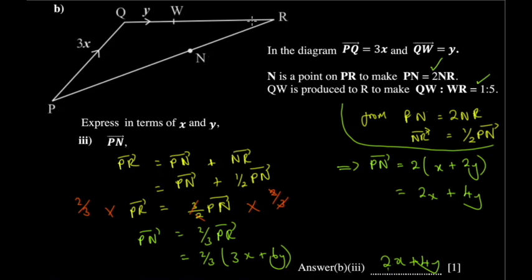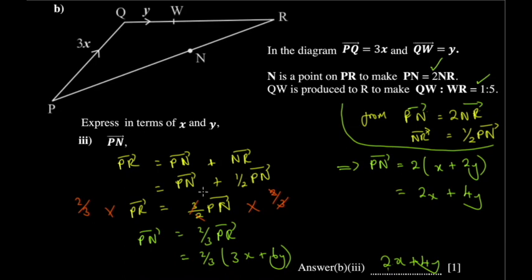That's why we had to get rid of Nr from this ratio here. Pn equal to 2Nr is the same as our vector Pn equal to 2 vector Nr, as long as they're going in the same direction. And then afterwards, obviously, you isolate Nr, then you substitute Nr here.